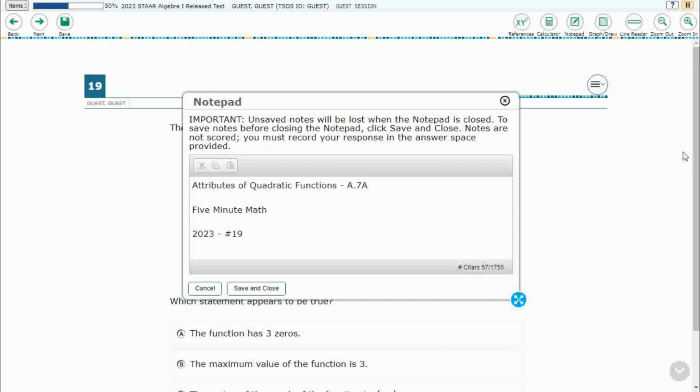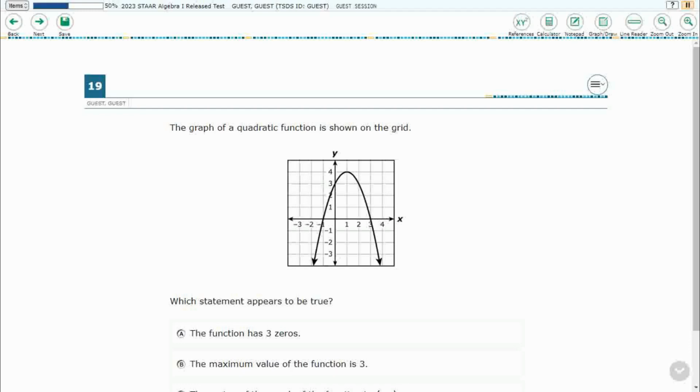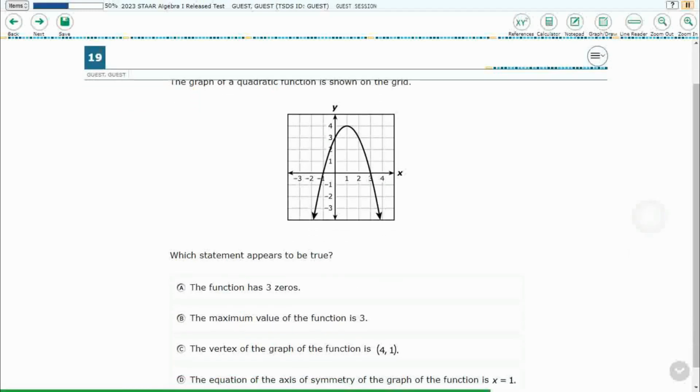Today we are looking at the Algebra 1 concept of attributes of quadratic functions. This is standard A.7A in the great state of Texas, and we are using item number 19 of the 2023 released STAAR test. If you haven't done so already, please go ahead and take a moment to pause the video, work this problem out on your own, unpause it, and we will look at our answers together.